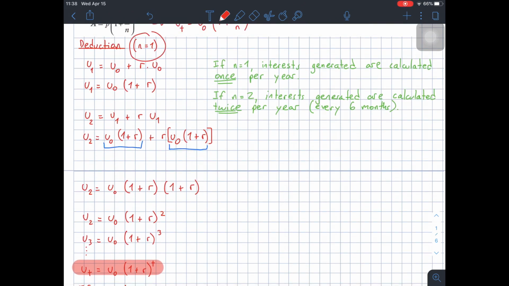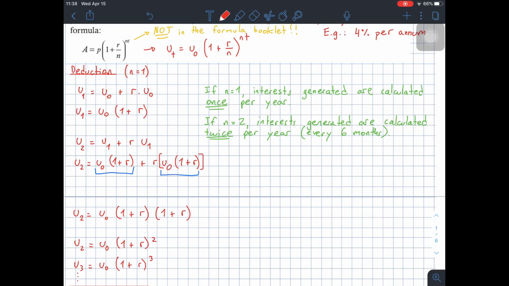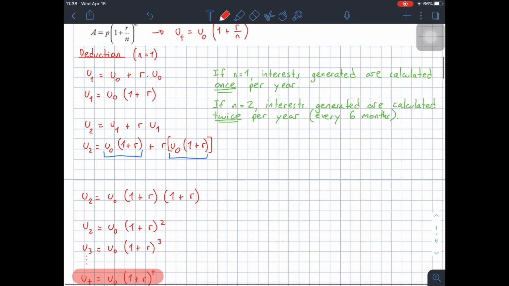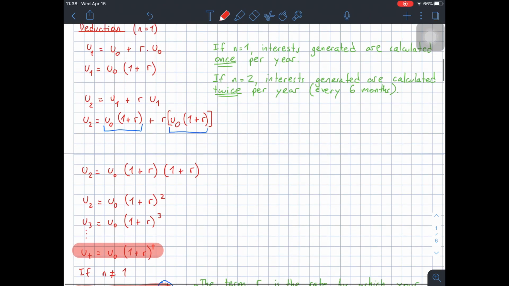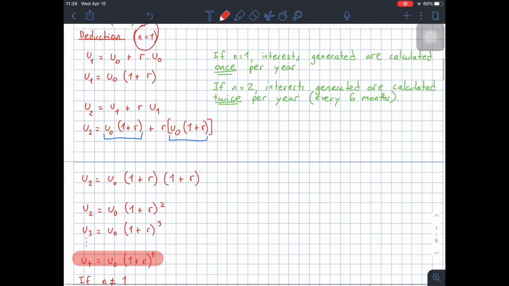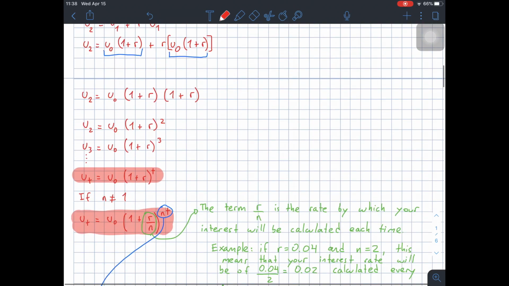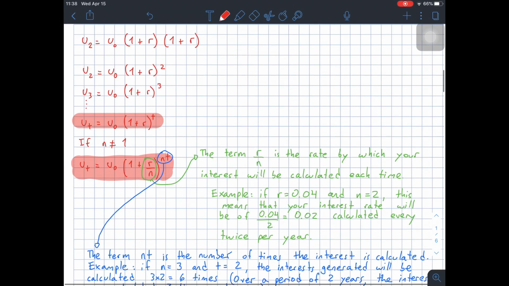The formula was demonstrated by assuming an initial value of n equal 1. N equals 1 means this. If n equals 1, interest generated is calculated once per year. If n equals 2, for example, interest generated is calculated twice per year, every 6 months. If n equals 3, then it's 3 times a year, and so on. Okay? So the initial demonstration was done using n equals 1 for simplicity purposes. So we get this formula. And here I make the general formula, which is if n is different from 1.